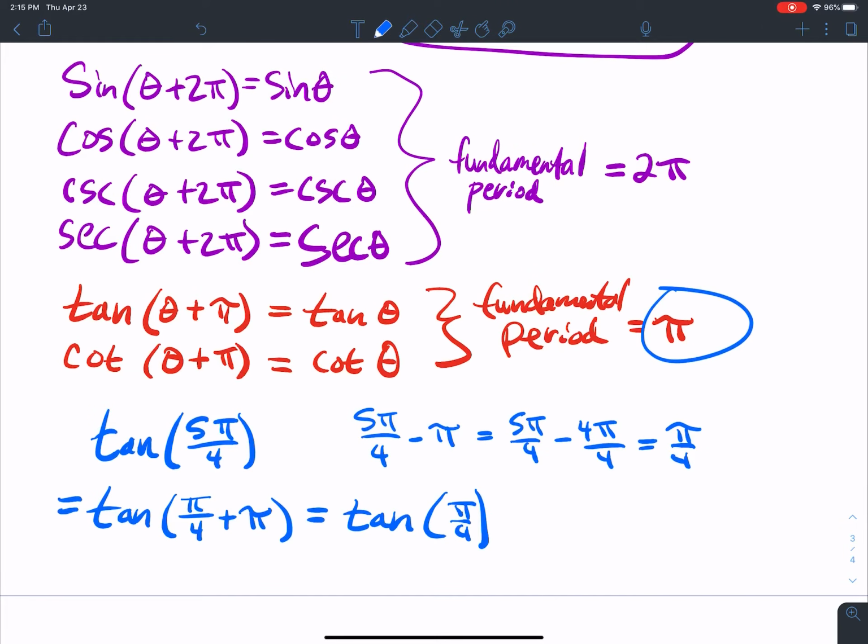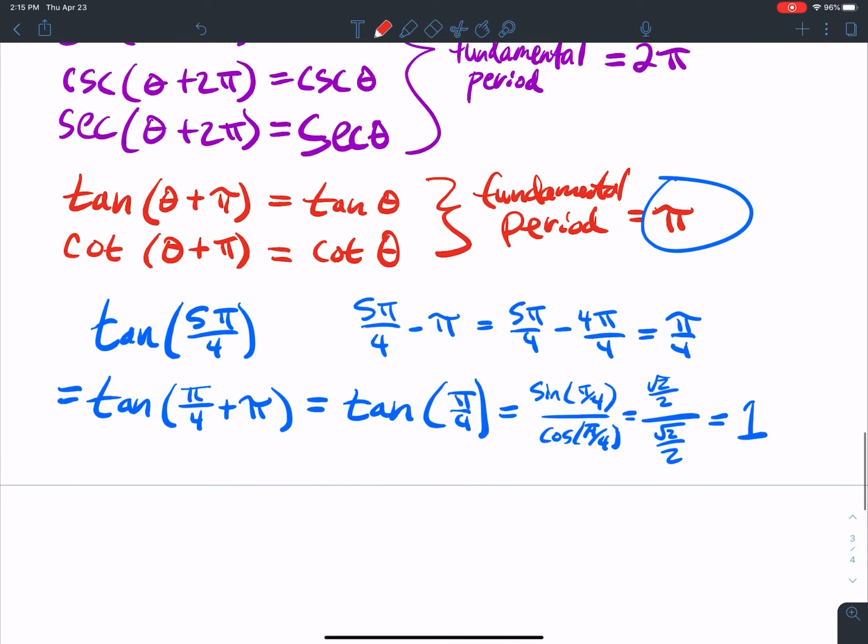Now the tangent of pi over 4 is equal to the sine of pi over 4 divided by the cosine of pi over 4. So hopefully we've got those memorized. The sine of pi over 4 is square root 2 over 2. The cosine of pi over 4 is square root 2 over 2. A number divided by itself is 1. Let's do one more just to make sure we got it.